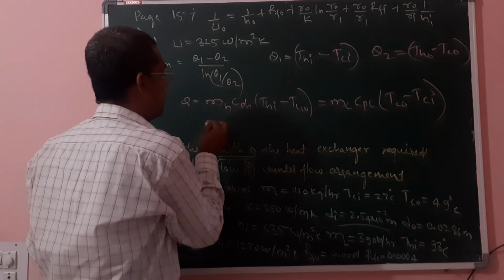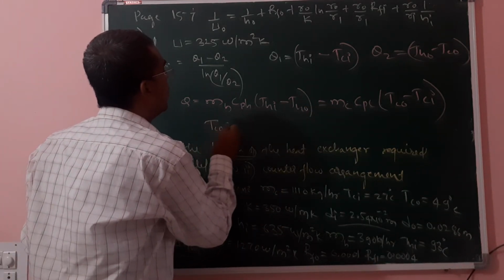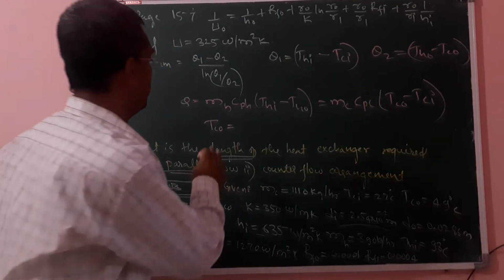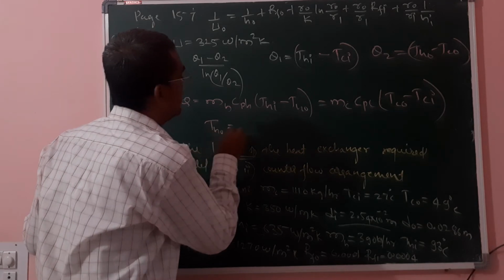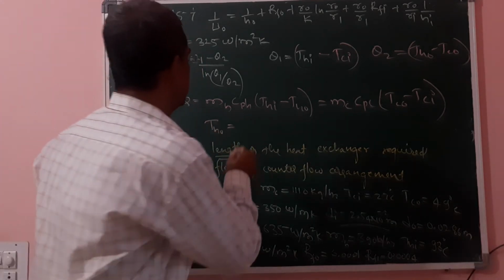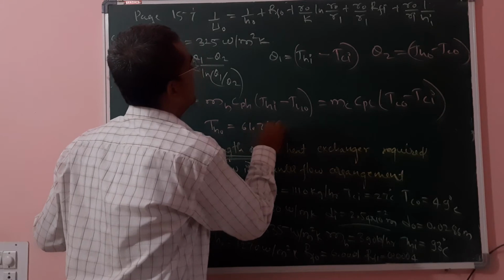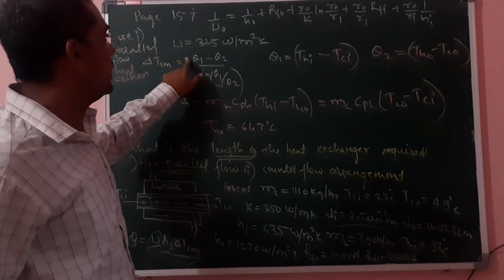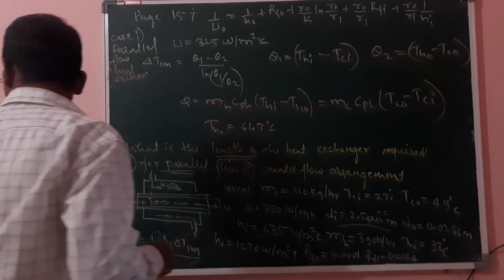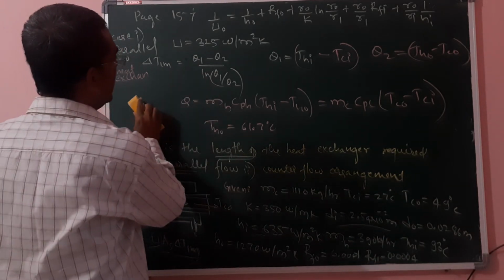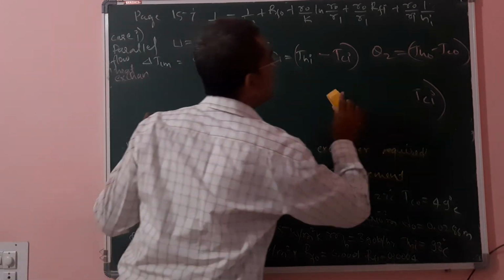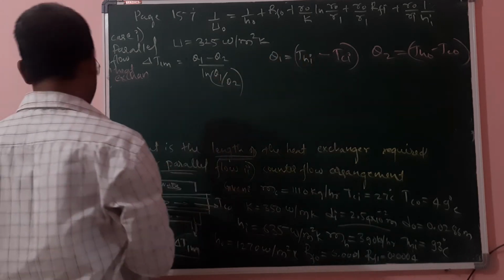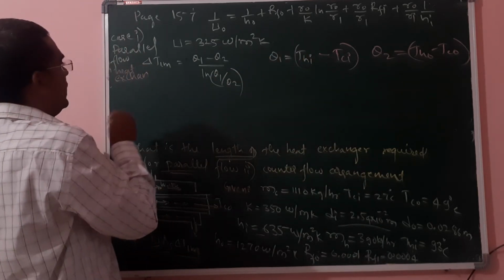If you substitute everything, you will get the hot fluid outlet temperature, which we didn't know, Th naught, as 61.7 degrees Celsius. Once you calculate Th naught, you substitute it here, calculate theta 1 and theta 2, and then calculate delta TLM.